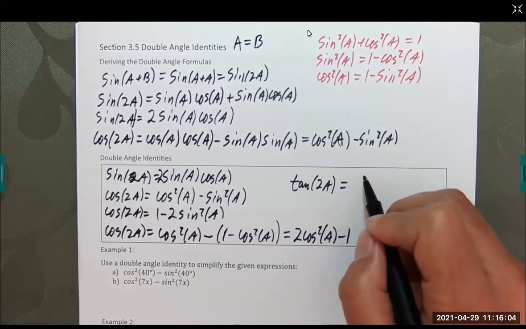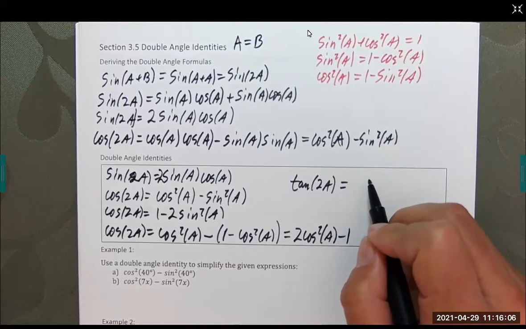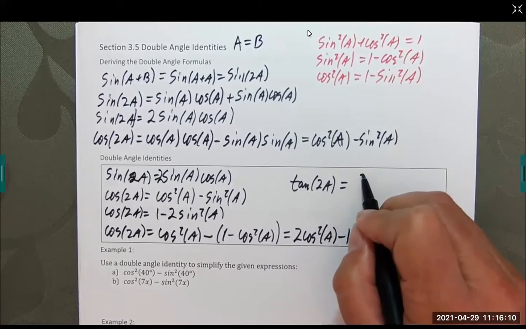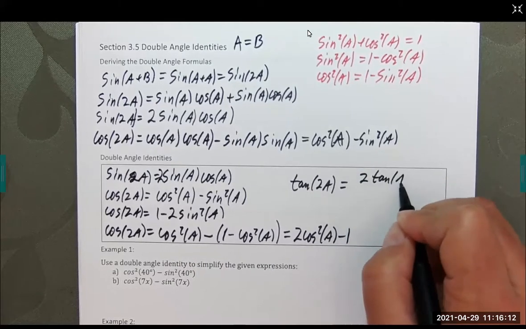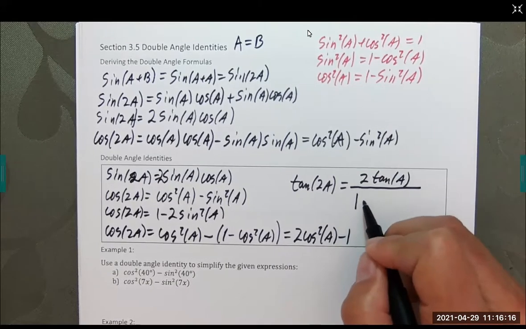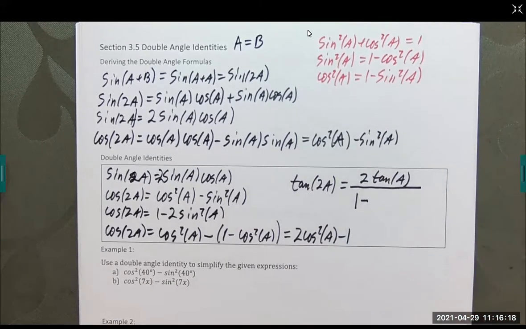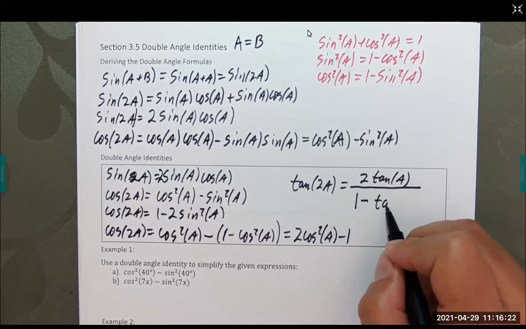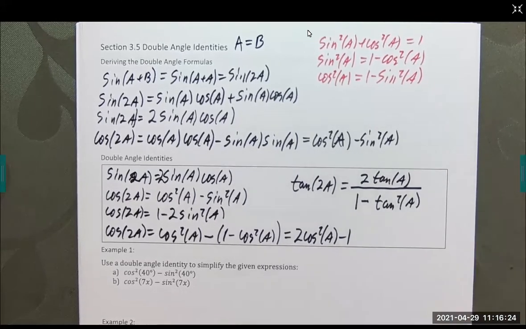Tangent, the same thing is going to happen. It would normally be tangent A plus tangent B, but because A and B are the same, we end up with 2 tangent A's. And normally it's 1 minus tangent A times tangent B, but that just means tangent squared A. So here's our double angle identities. And you'll note we have 3 for cosine of 2A, and we use both.